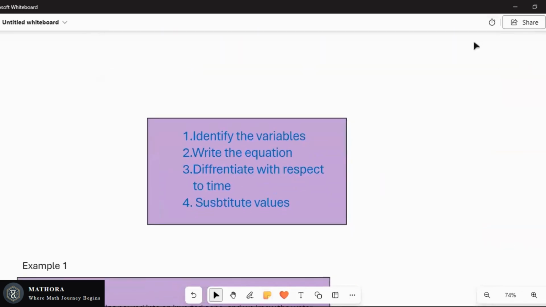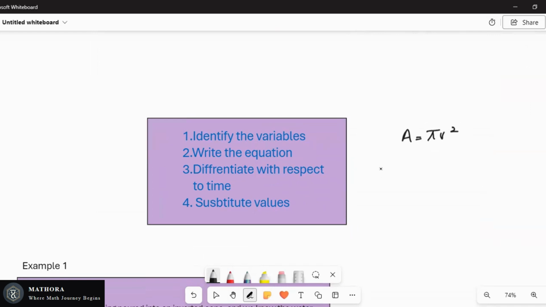Step number one, identify the variables. What quantities are changing? You need to label them. If it is A equals pi r squared, if r is the one that's changing, then you need to label them.